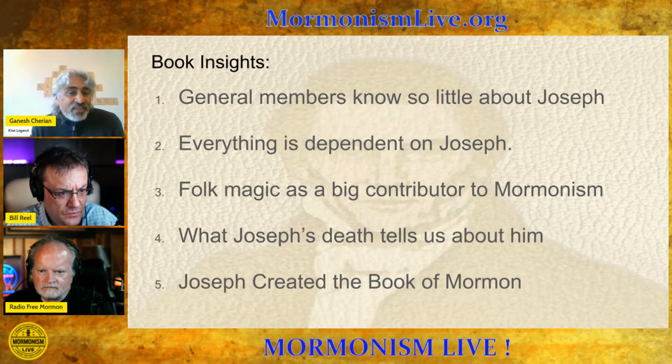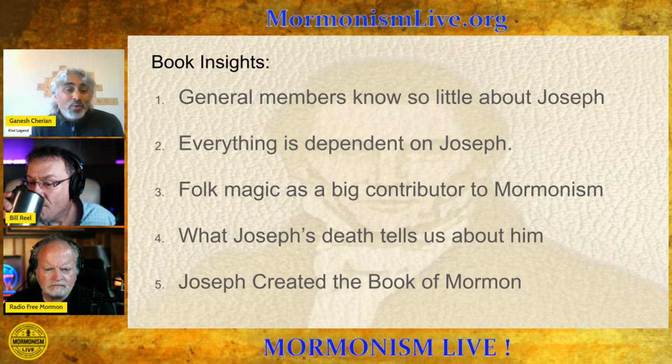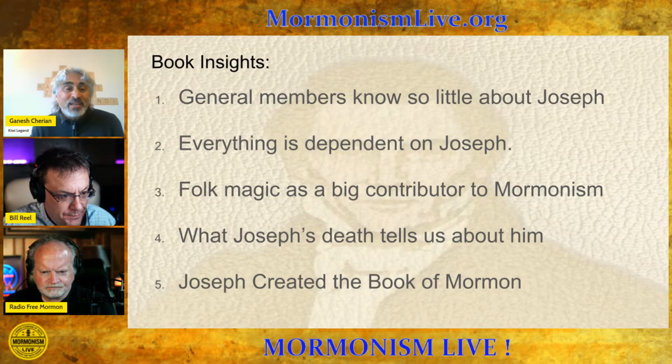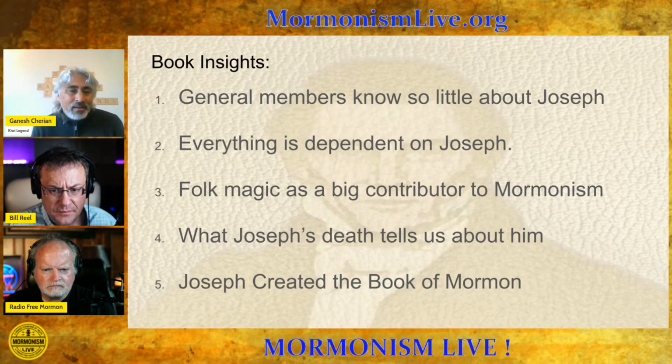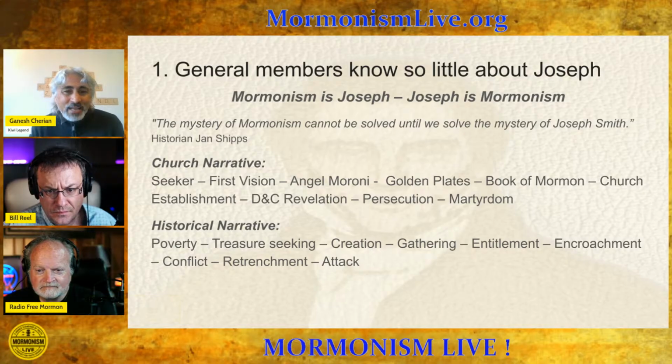What Joseph's death tells us about him, because actually there's so much. So his death is really interesting in the trajectory of his life. Why did it happen? And why was it so dramatic? And then, of course, let's just talk about the Book of Mormon, because I think that's always a big deal for people. How do we know it's Joseph, and what's happening to Joseph at the time that he's creating the Book of Mormon? So, that's what we're going to talk about today.